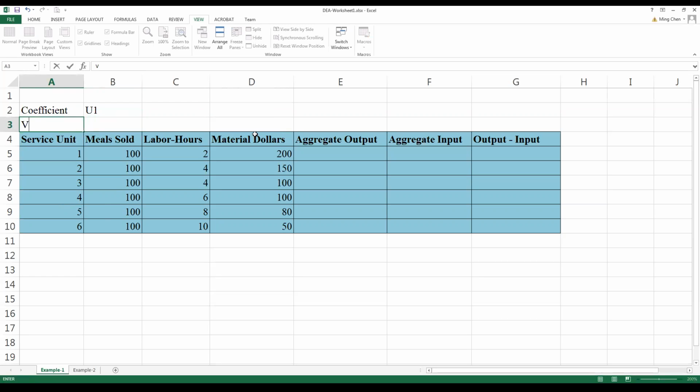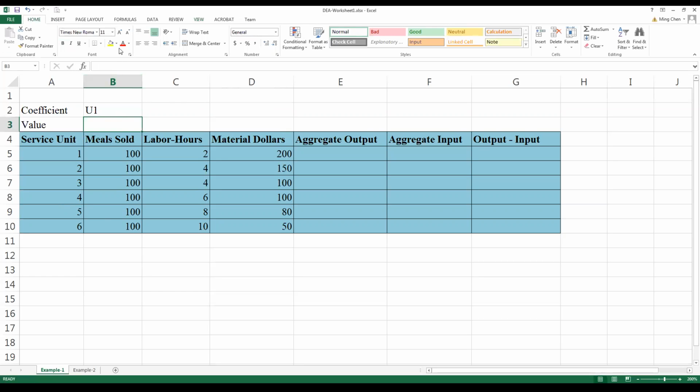Then we also need to know the value for this particular U1. U1 is the name of the coefficient, and we need to have a value. So this value needs to be determined. I'm going to highlight this value in green. This is a number we need to determine later. How do we combine different input or output?